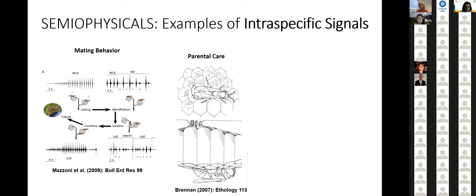Another thing is parental care. For instance, in paper wasps, the females make a sort of dance that is called waggling. By making these vibrations, they trigger a reaction of the larvae that, like chicks in the nest, come out and ask for food.